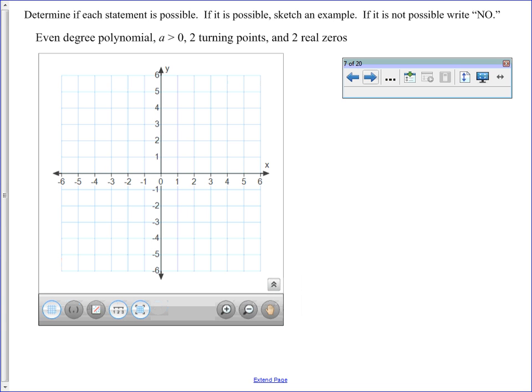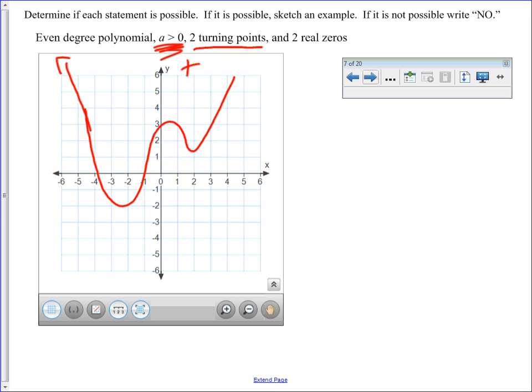All right, even degree polynomial, leading coefficient positive, 2 turning points, 2 real zeros. Easy enough. So I know I'm going to go here. Oh, I'm only allowed 2 turning points and 2 zeros. Well, I don't know if I can do this one. Let me think about this for a second.